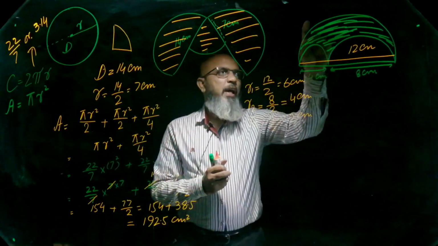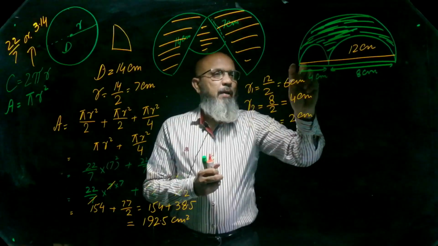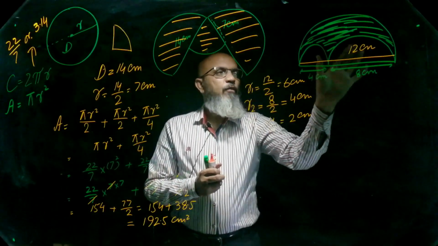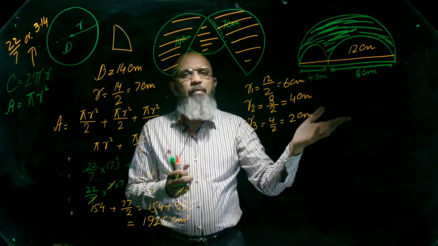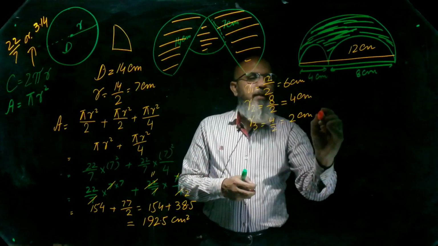Okay. Now we have 3 semicircles. When we are going to find the area of the bigger circle, then we will subtract the area of these 2 circles from the bigger circle. We will get the answer, means you can say the area of the shape.